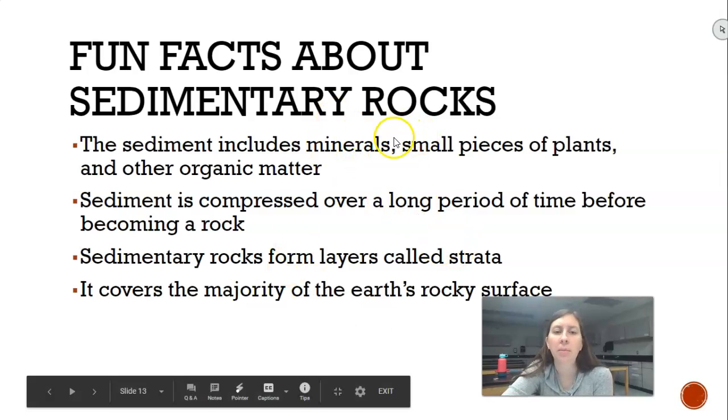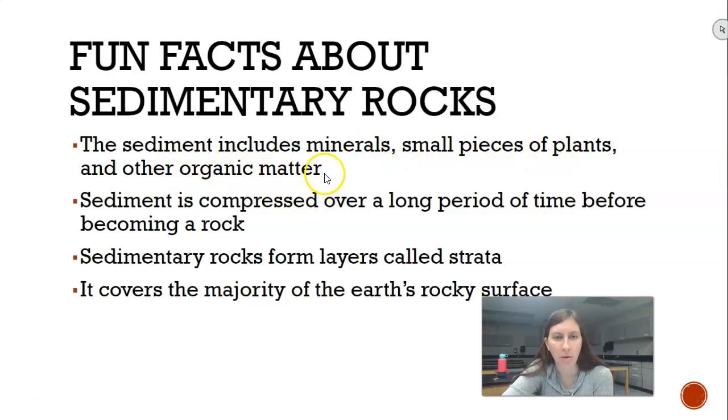They can include minerals, small pieces of plant, and other organic matter. Organic would be living or once living. So fossils would be typically sedimentary rock, and it includes that organic, that once living matter. Coral, crushed up pieces of shells, those are all examples of sediment, and that then forms sedimentary rock. So sediment is compressed or squished over a long period of time.